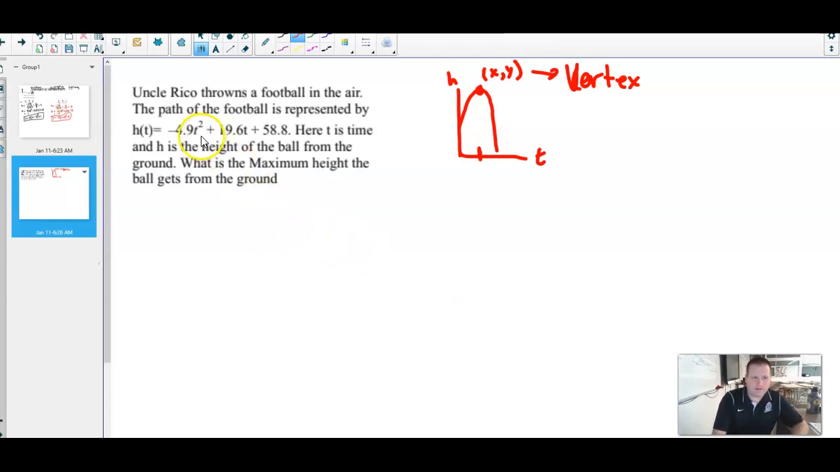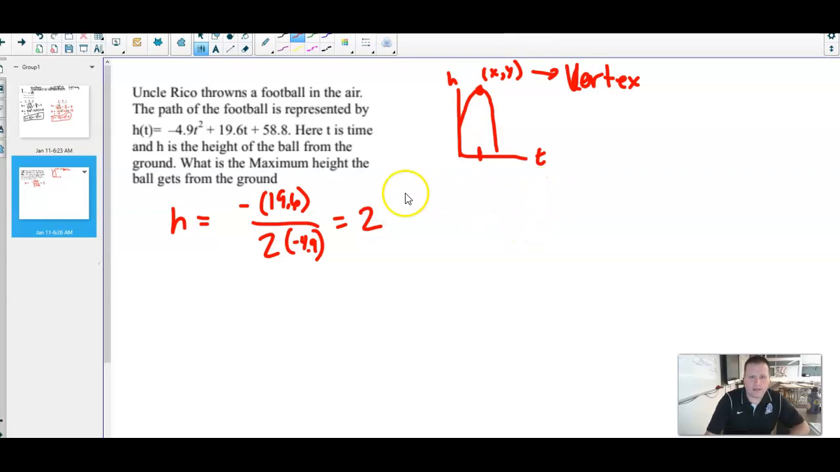I'm just using t instead of x and h instead of y, but you can think of it the same way. So I want to find the vertex, which is finding h and finding k. We're going to find h first. So we'll go b here, so 19.6 and -4.9. We are going to have -19.6 over 2 times -4.9. So that's a nice number. This is going to give me 2.